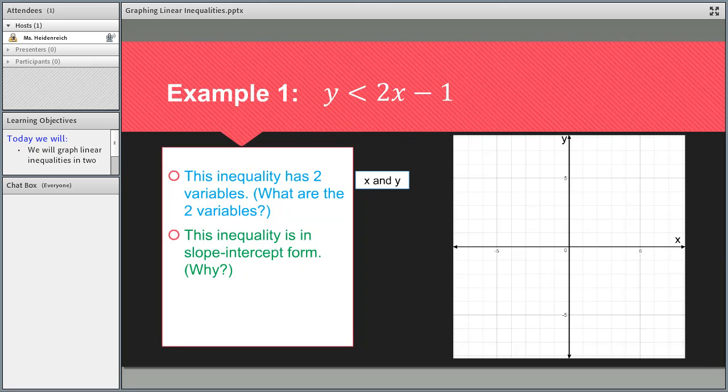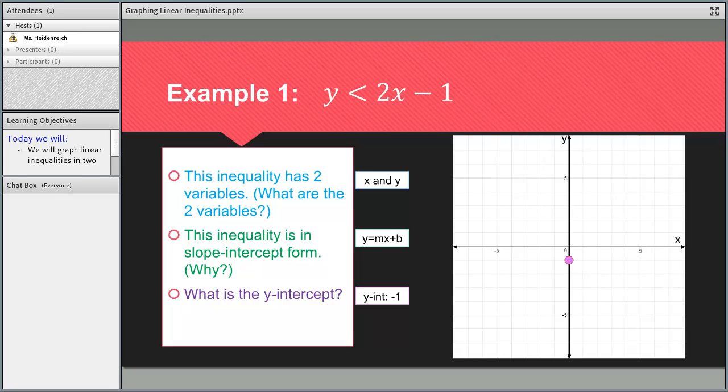So think in your brain, what is slope-intercept form? Oh yes, it's y equals mx plus b. So this is in that form, which means that we can identify the y-intercept and the slope. So what is the y-intercept? Think of what number you think it might be. The answer is it's -1. And I'm going to go ahead and put a point at that tick mark on the y-axis.